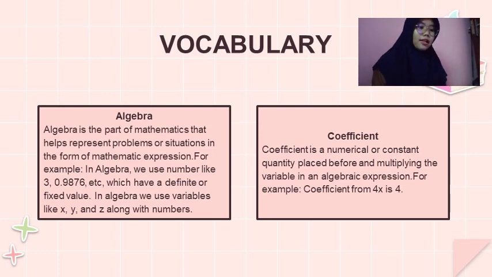For example, in algebra, we use numbers like 3, 0.9876, which have a definite or fixed value. In algebra, we use variables like x, y, and z along with numbers. Coefficient. Coefficient is numerical or constant quantity placed before and multiplying the variable in an algebra expression. For example, coefficient from 4x is 4.